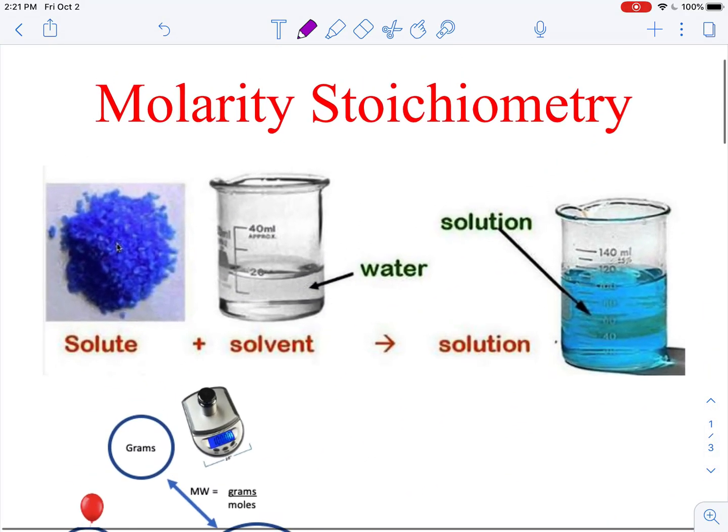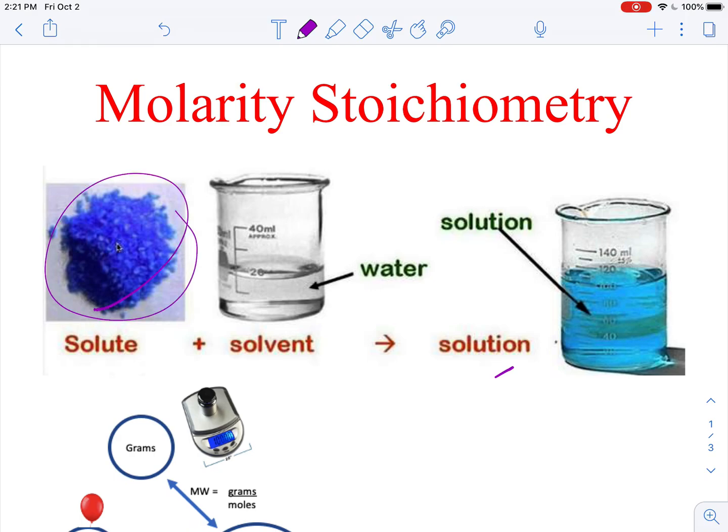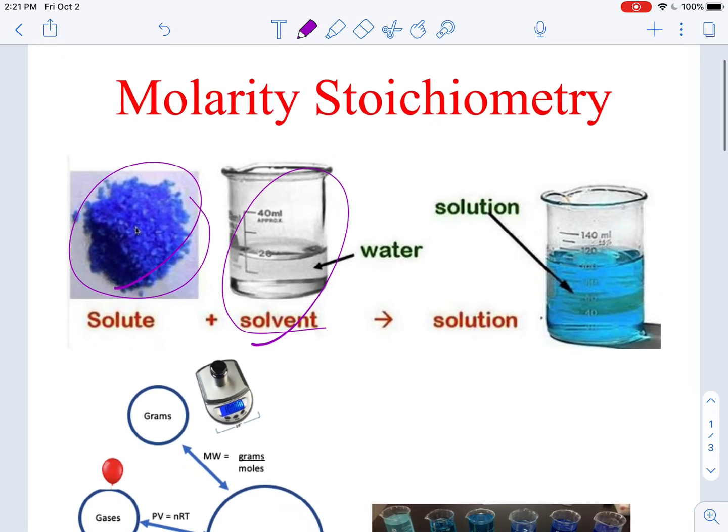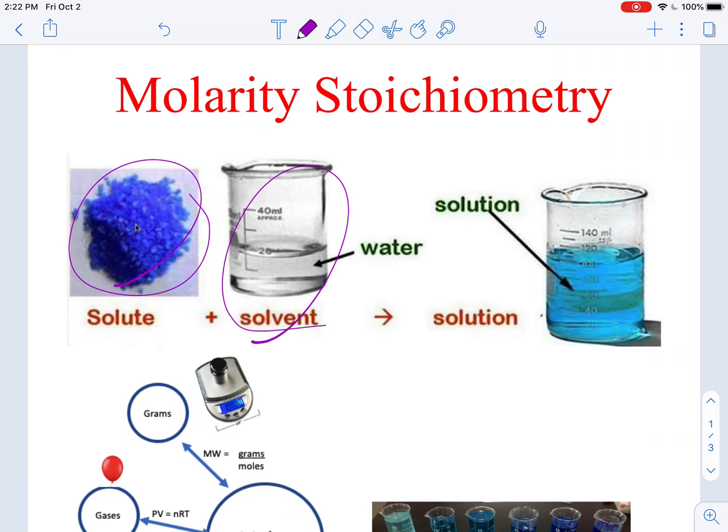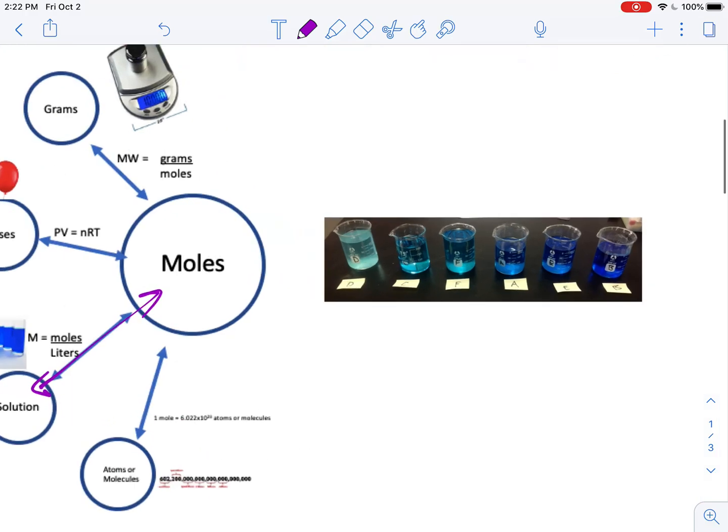Remember that a solution is made of two parts. The solute, which is the stuff that you dissolve, the solvent, which is usually water, but it doesn't have to be water, and then the solution, which is the two of them together, the one dissolved in the other. So molarity is the combination of the solute and the solvent together.